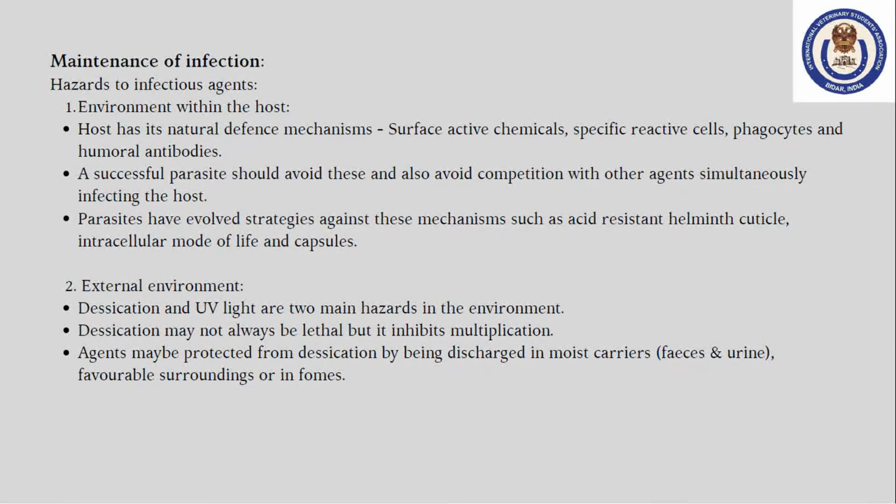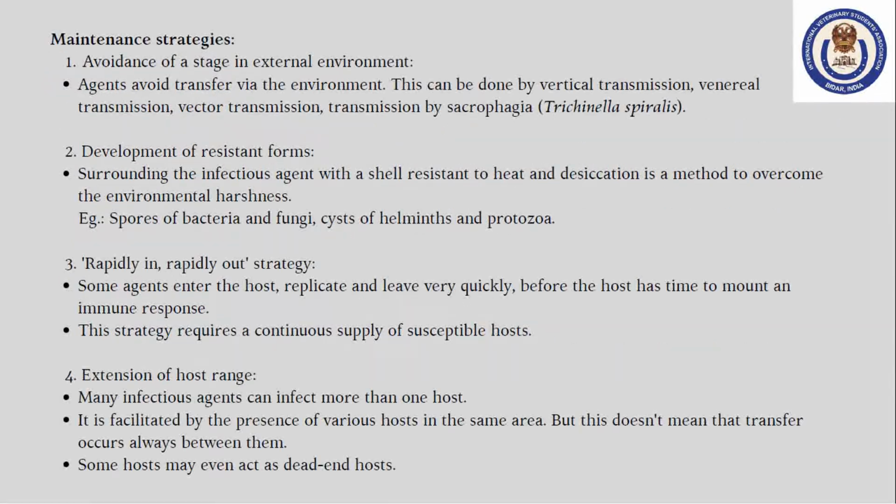Next is the external environment. In the external environment, desiccation and UV light are the two main hazards. Desiccation may not always be lethal or fatal, but it frequently inhibits the multiplication of the agent. Agents can be protected from desiccation by being discharged in moist carriers like the feces and urine, or favorable surroundings like high moisture content, or in fomites like the water and feed stuff.